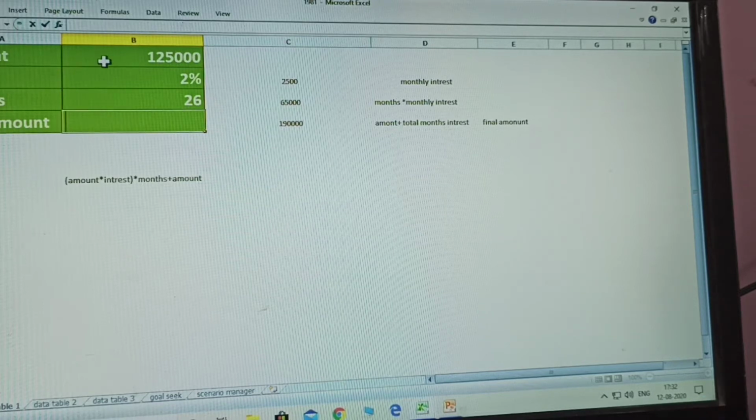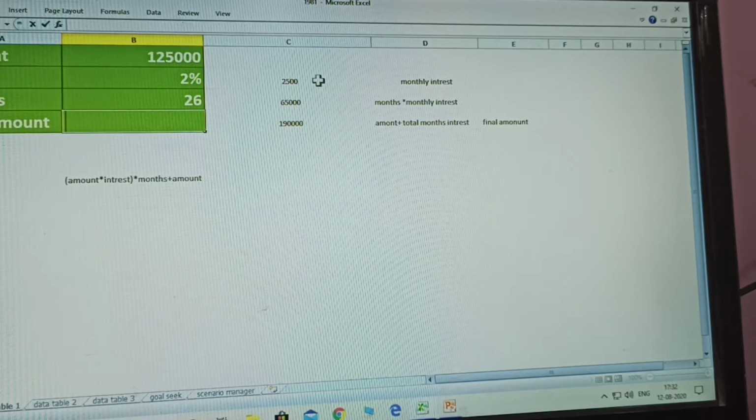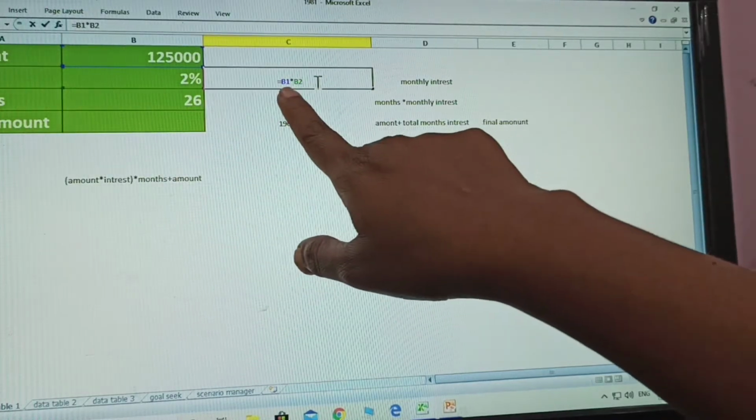Here, one person takes 1,25,000 at 2% interest. How many months is there? 26 months. Now, monthly interest, how much? The 2% is a percentage, but how much amount is paid as monthly interest? How do we get it? See here.